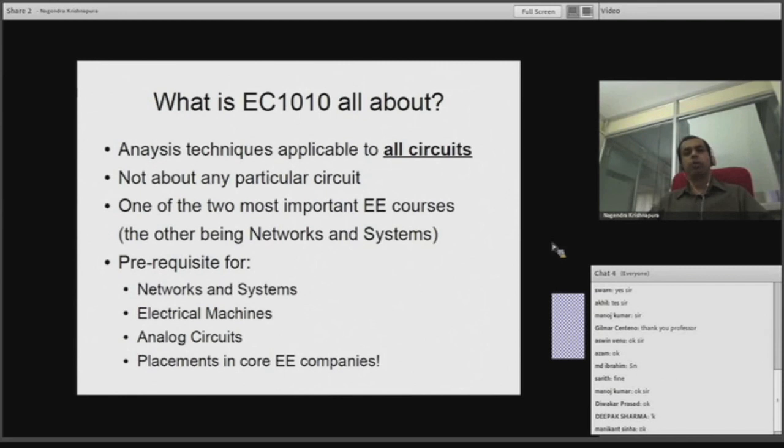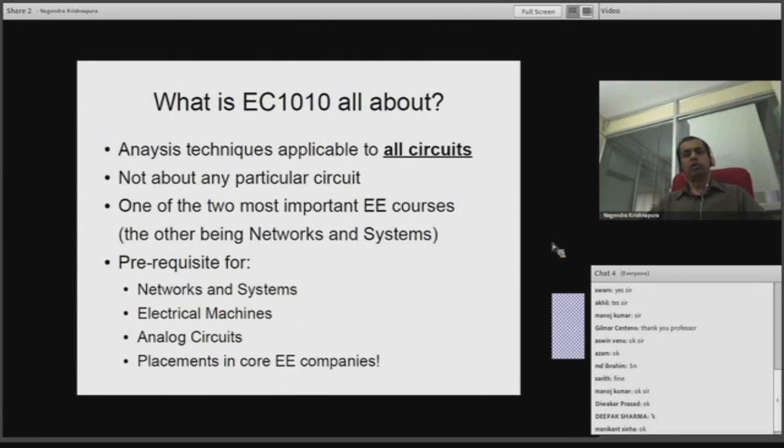Mainly because it lays a foundation for a number of courses that you will encounter in your electrical engineering curriculum, such as networks and systems, where you will analyze circuits using more advanced techniques such as Laplace transforms. Some of you may go on to do courses in analog circuits. The methods of circuit analysis that you learn in this course are absolutely essential for that. Some of you may also be studying electrical machines in detail. Again, the analysis methods learned in this course will be useful for that.